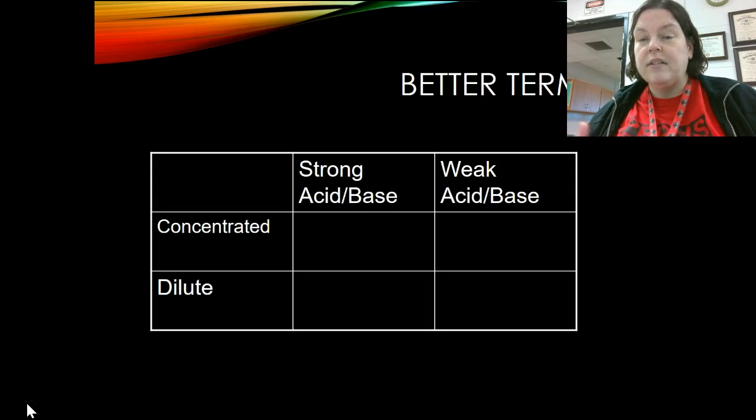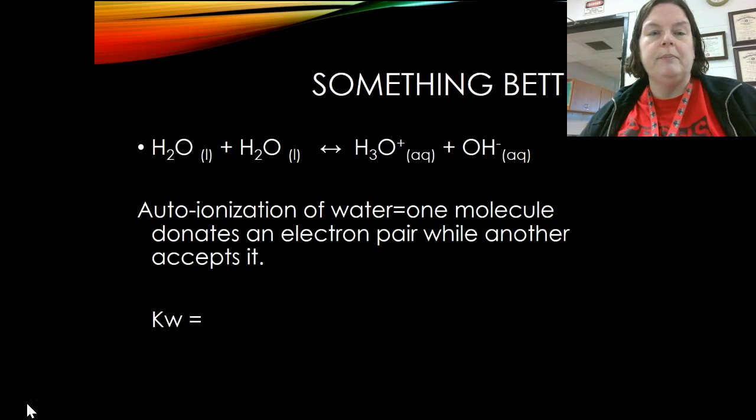And so if you have something that is weak, then you're not going to have very much H plus or very much OH minus dissolved in that solution. And so using concentrated and dilute is really hard when you're talking about those things. So just be really careful about those terms.